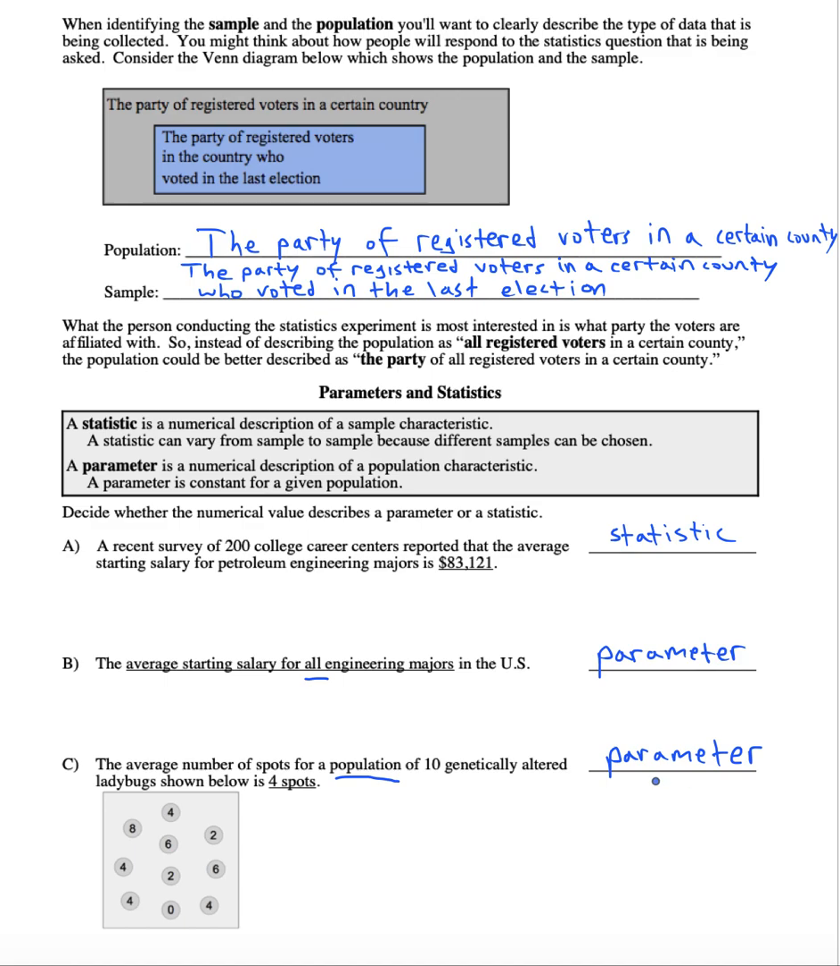One of the most important parameters we'll look at is called mu, the population mean. Oppositely, X bar is a statistic. It's a sample average.